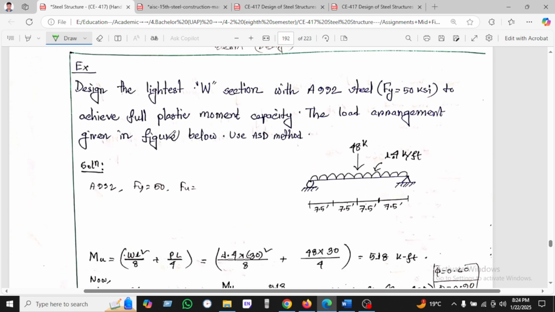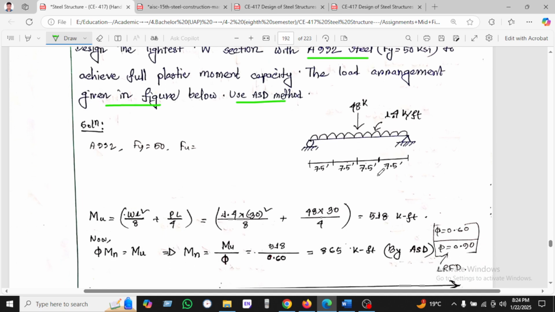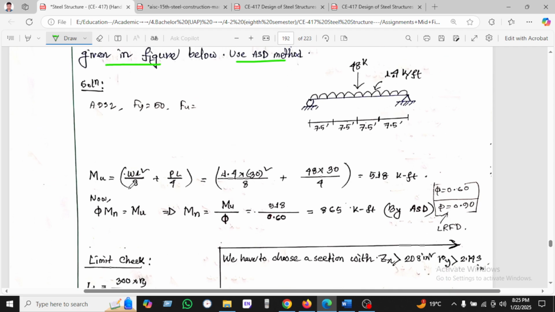So let's see another example. Design the lightest W section with A992 steel, Fy given, that achieves the full plastic moment capacity, with the load arrangement given in the figure. Use the ASD method. So you can see here the dimensions and loads are given. One is a point load of 48 and a UDL of 1.8. For the UDL we use wL squared by 8 and for the point load PL by 4, and found 518 kip-feet. And the moment we know, Mn equal to Mn. So we are dividing by the factor and found 685 by the ASD method.